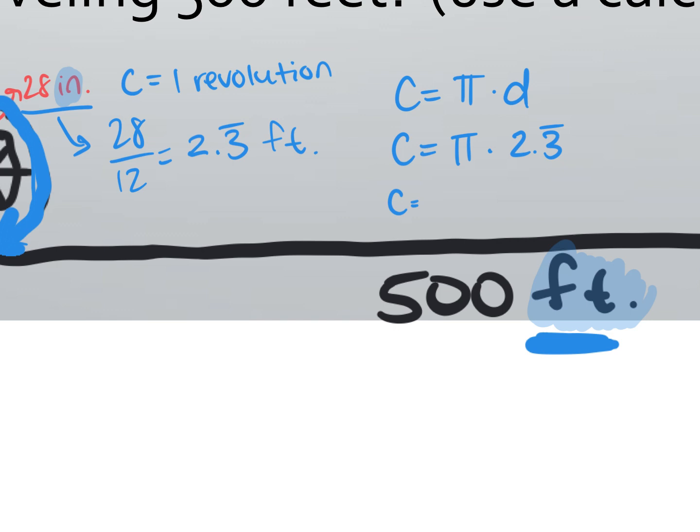7.2? Feet. Yep. I didn't get 7.2. What did you get? 7.3. Did you use 2.3 or 2.3 repeating? I did 28 divided by 12 times pi.